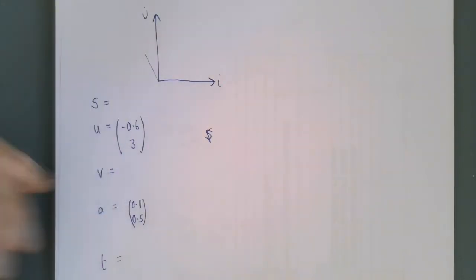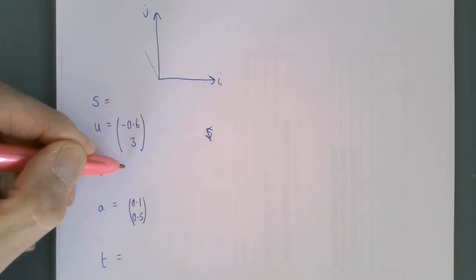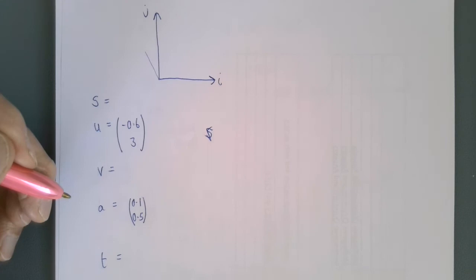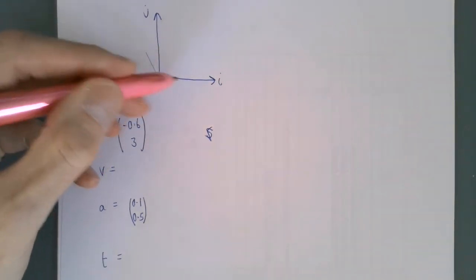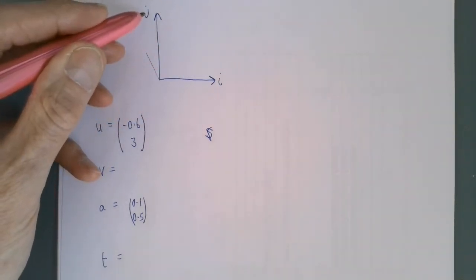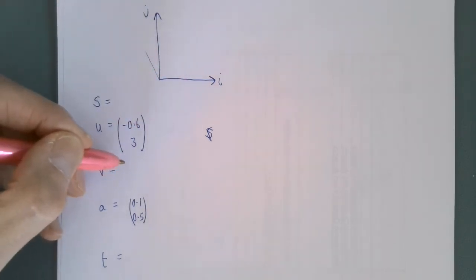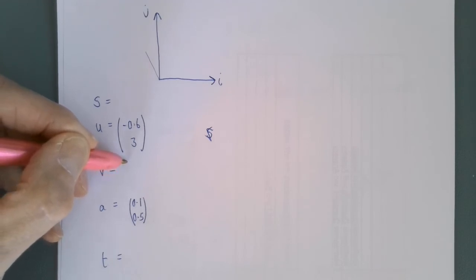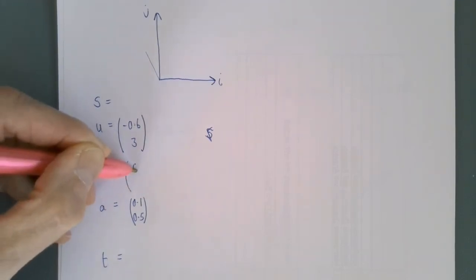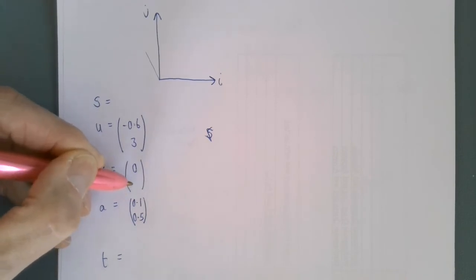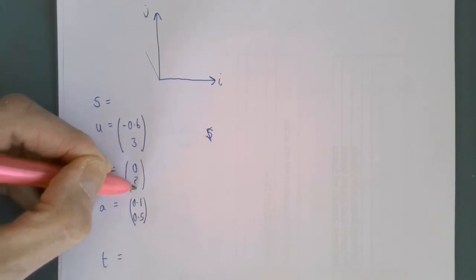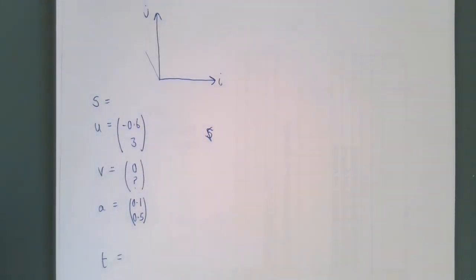Okay, so I've set up this problem. It's hard to get your head around what's going on here, but the question part A, as it says, when will it be moving due north? Now, due north, in this context, is when it's only got a J component of speed. So there's no I component. So it means that the speed here will be 0. We don't actually know how fast it will be moving north.